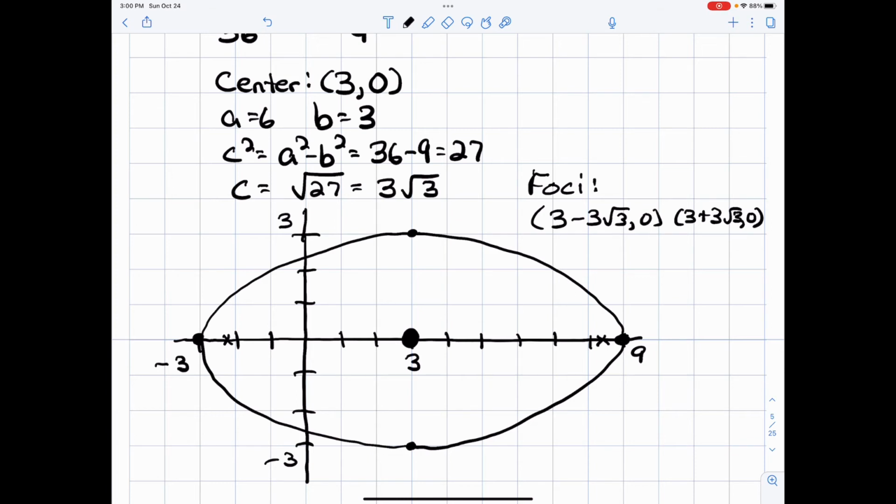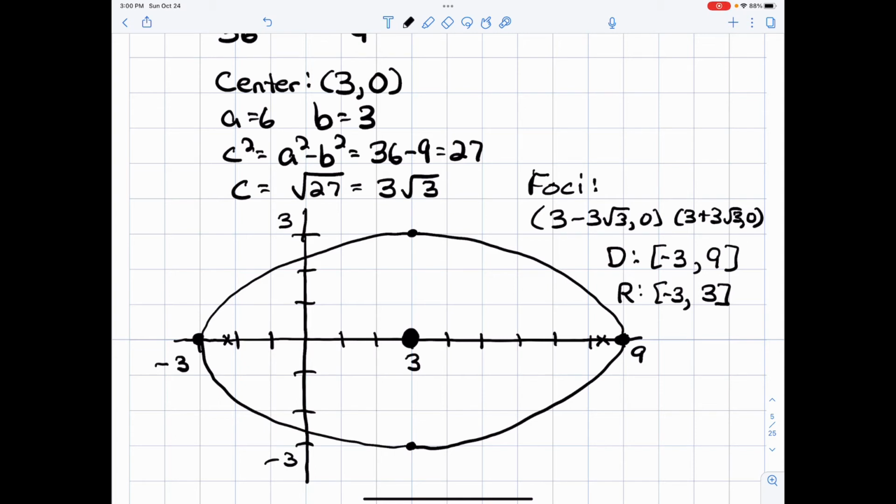Your domain, well, notice you take the center, and since a is 6, 3 minus 6 gives you −3, and 3 plus 6 gives you 9. For the range, your center's at (3, 0). So 0 minus 3 gives you −3, and 0 plus 3 gives you 3.